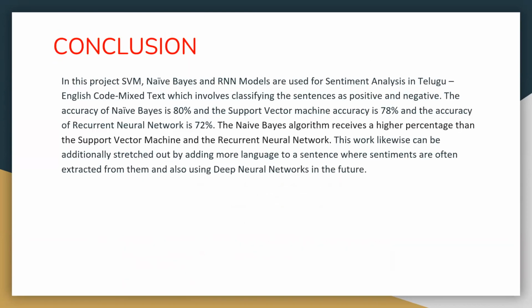Coming to the conclusion, in this project, SVM, Naive Bayes and RNN models are used for sentiment analysis in Telugu-English code-mixed text, which involves classifying the sentence as positive or negative. The accuracy of Naive Bayes is 80%, the support vector machine accuracy is 78%, and the RNN accuracy is 72%. We got the highest percentage with Naive Bayes. So this work can further be extended by adding more languages to a sentence, whereas the sentiments are extracted for them, and also using deep neural networks in the future.